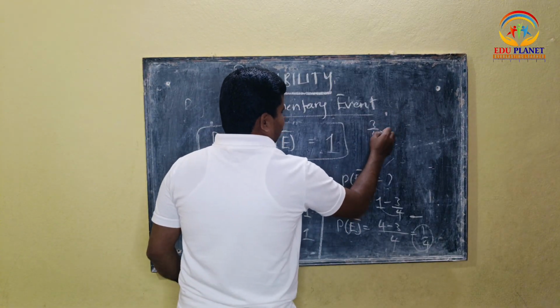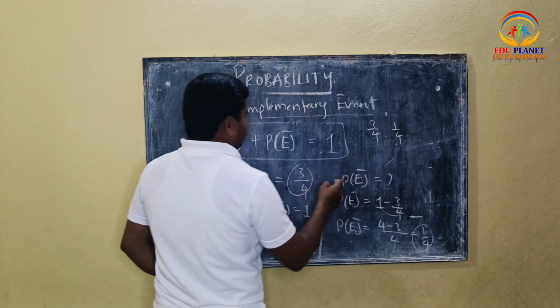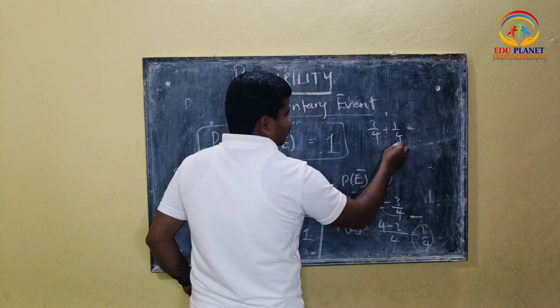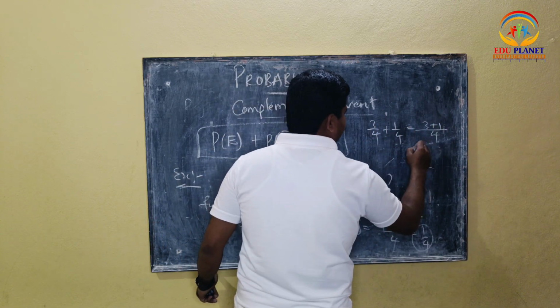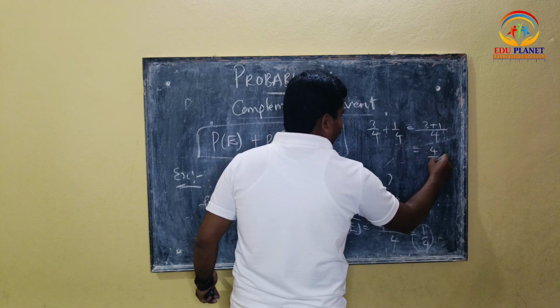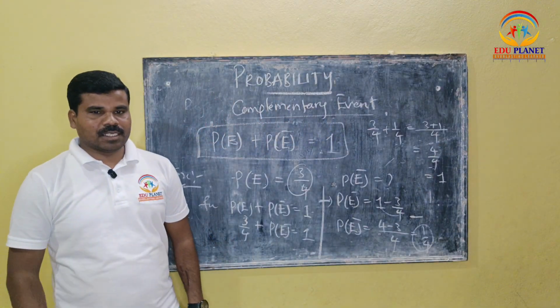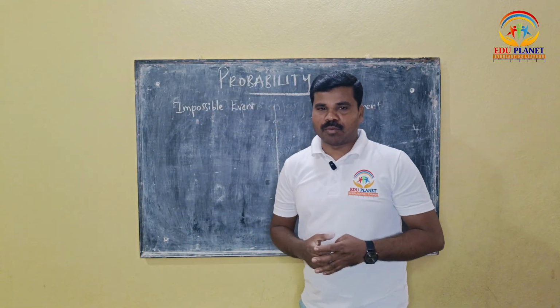We will try. Probability of event value 3 by 4. Probability of not event 1 by 4. If I do the sum between them, see what will happen. The common denominator is 4. 3 plus 1 comes in the numerator. 3 plus 1, 4 upon 4, it gives 1. Hence, proved.